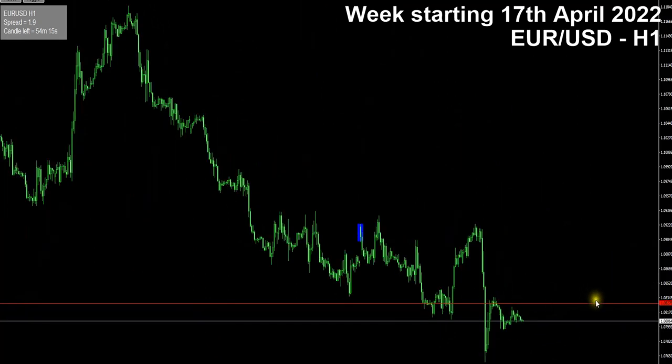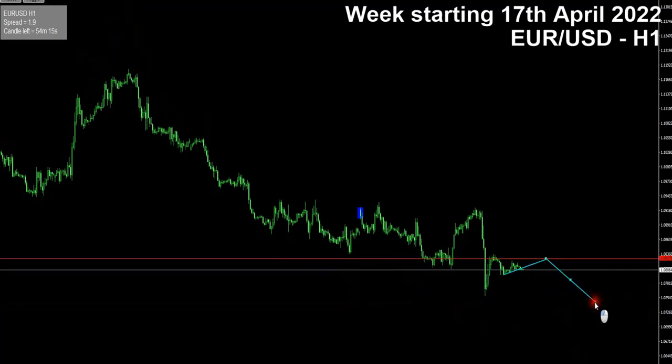So what do I think we might see? Well, I wouldn't be surprised if we see a pullback to on or around this area. And then next week, what I'd like to see is a drop. I'd like to see price drop right the way down. And that's really what I'm looking to do for next week.